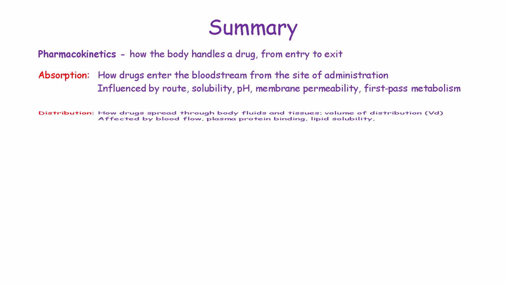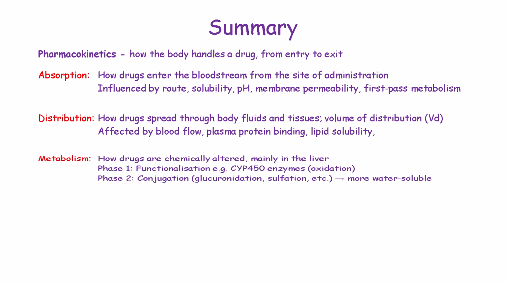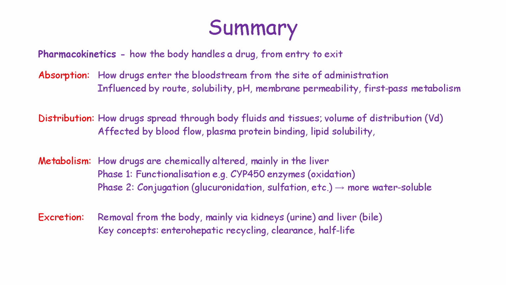Next is distribution, how the drug moves around the body. This depends on blood flow, how well it crosses membranes like the blood-brain barrier, and how much binds to plasma proteins like albumin. Then comes metabolism, mainly in the liver, where drugs are chemically altered. Phase 1 reactions prepare the drug structure for Phase 2 reactions, which add groups to make it more water-soluble for excretion.